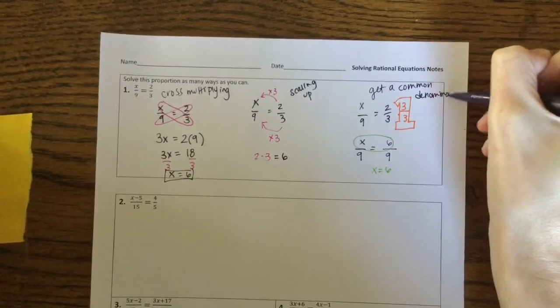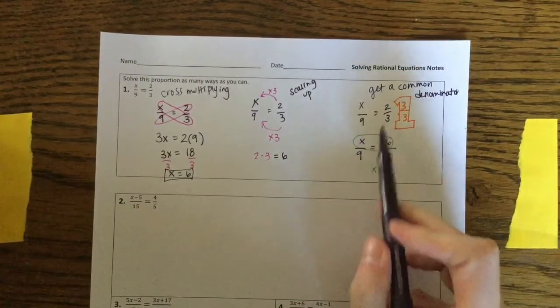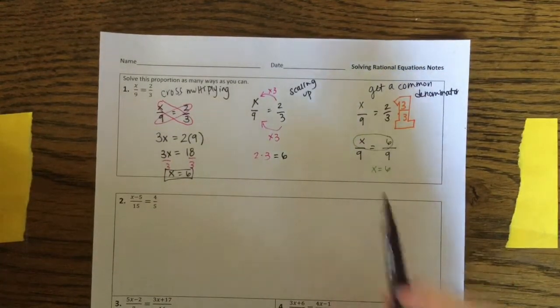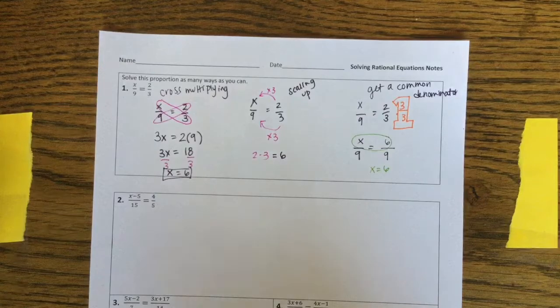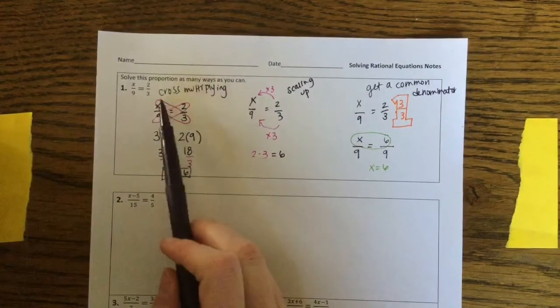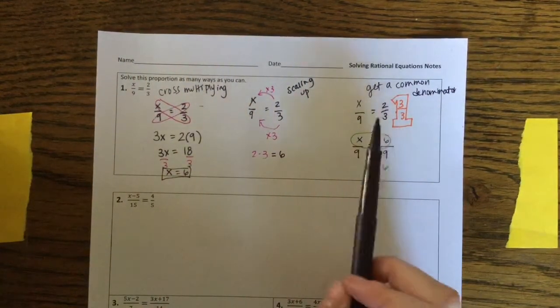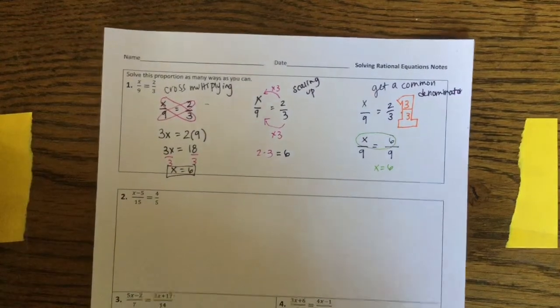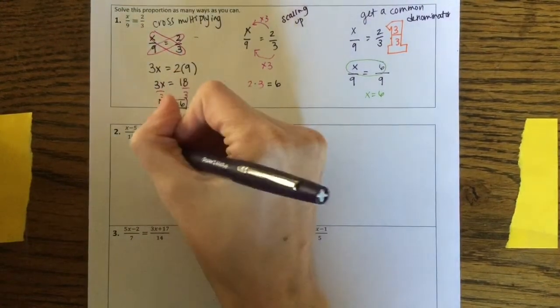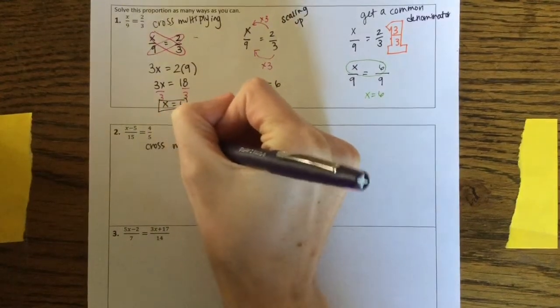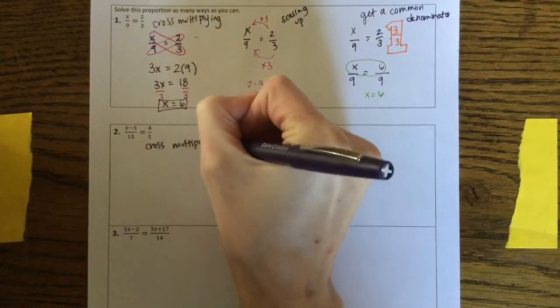And once the denominators are the same, then we know that the numerators also have to be the same. So on number 2, we're going to solve that rational equation 2 different ways. We'll focus on cross-multiplying and the strategy of getting a common denominator. We'll start with cross-multiplying, especially since that's probably what you're most familiar with from middle school.